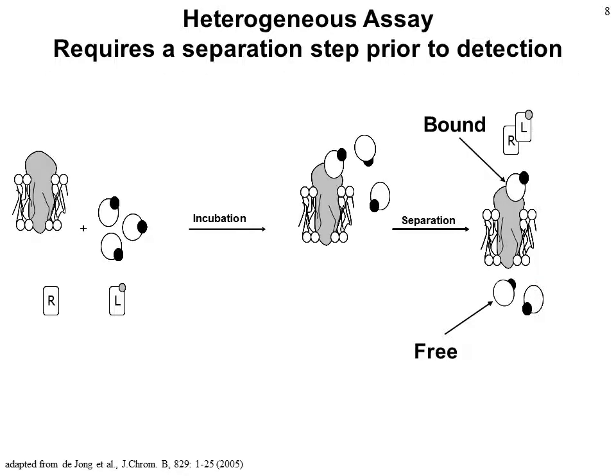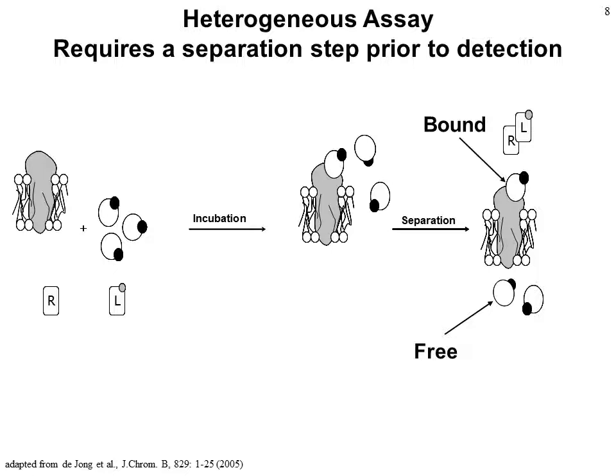Another way of discriminating how ligand binding assays are performed is in the heterogeneous or homogeneous format. Here we see an example of a heterogeneous ligand binding assay. A receptor R is incubated with a labeled, let's say radioactively labeled, ligand, as shown before. After the incubation, some of the ligand is bound to the receptor, while some remains free in solution. Since both ligands are radioactive, whether bound or not, it is impossible to discriminate whether a ligand is bound or free based on the emitted radioactivity.